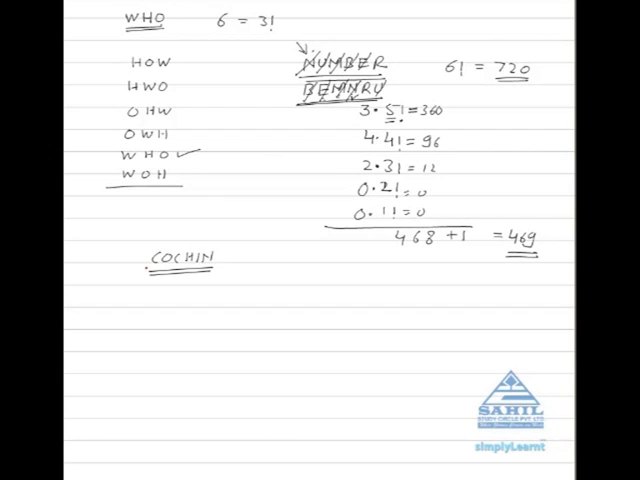Okay, again how many letters are there? There are 6 letters, so we have to start with 5 factorial, then 4 factorial, 3 factorial, 2 factorial, 1 factorial, and again we have to add plus 1. That is our basic process. Okay, without any calculation, without any counting, we have to do all these things. Why am I starting with 5 factorial? Because the number of letters in the word is 6.